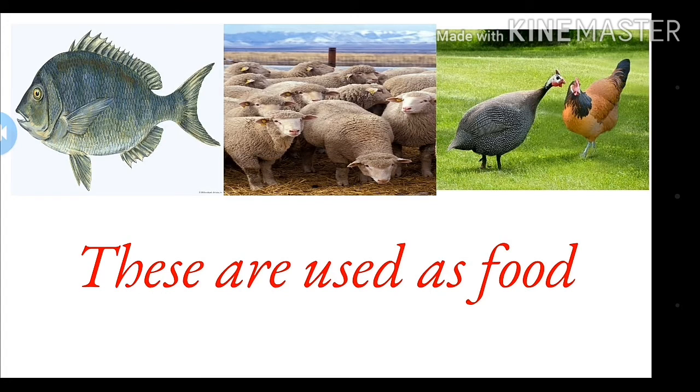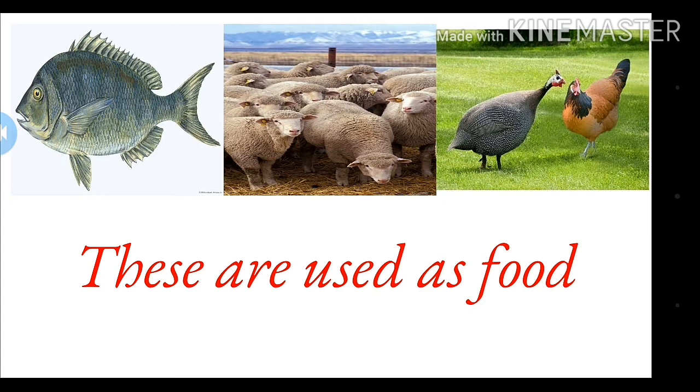The animals, that is the fish, the sheep, the hen, these are also useful to us. These are used as food. The fish, we use it as food. The sheep is sometimes used as food. Then the sheep also gives us wool, and that wool is also used by us. The hens, these are also used by us as food.